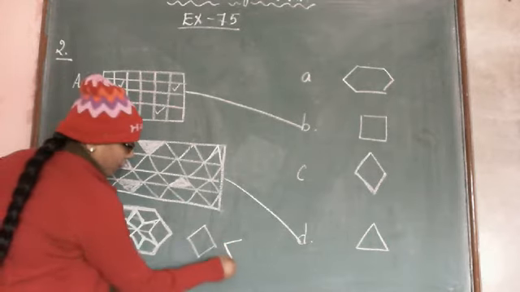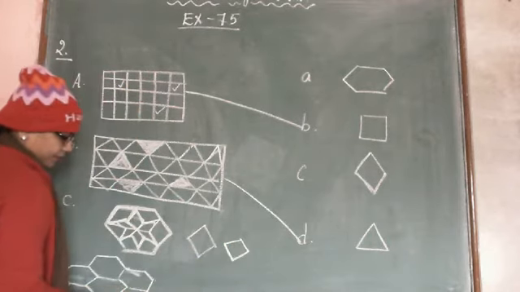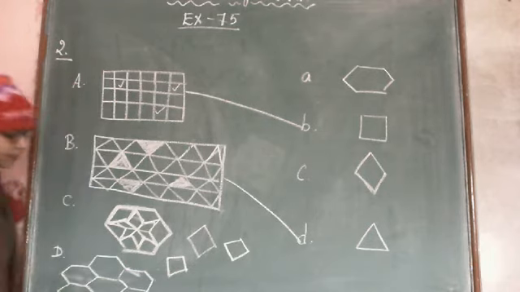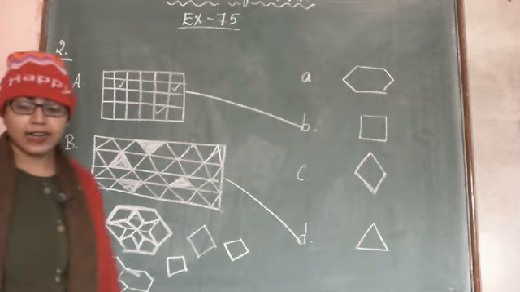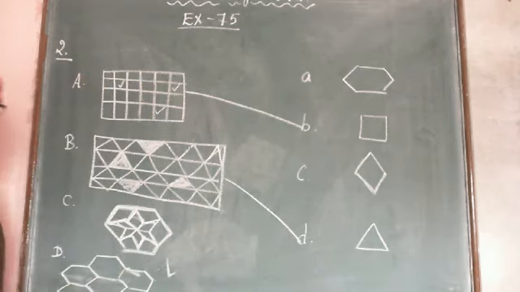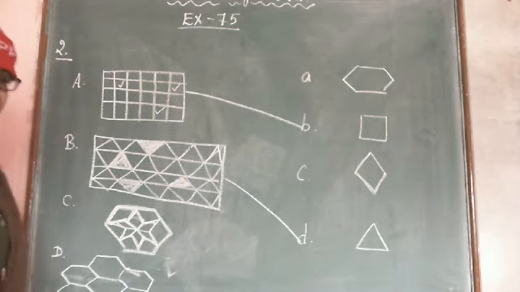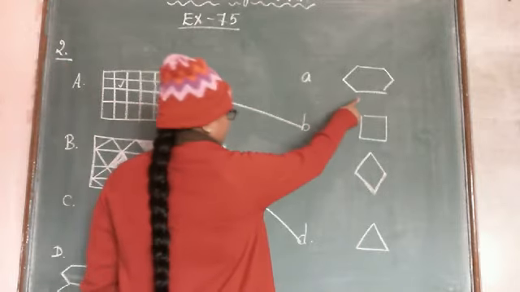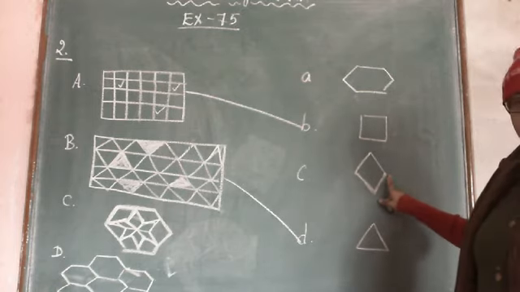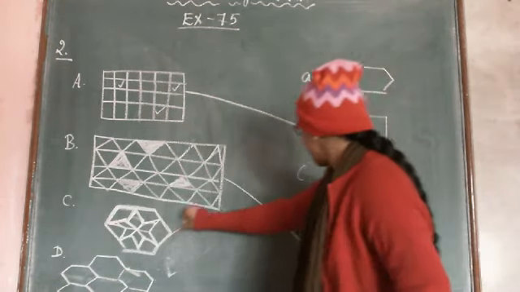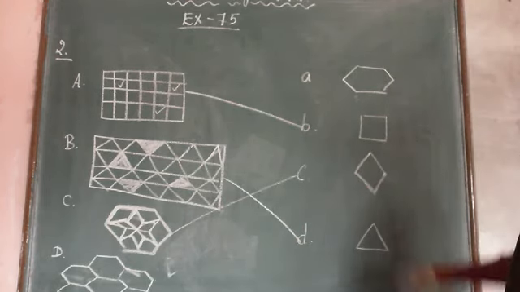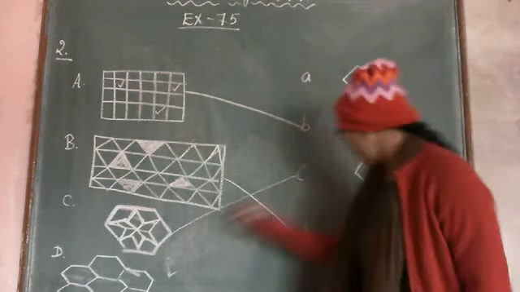Like this shape or this. These kind of shapes, all the shapes are diamond. So is diamond there in the next column? Let's find out. This is hexagon, not diamond. This is already done? Yes, this is diamond. So we will match C with this one. Okay? C with C. Diamond with diamond.